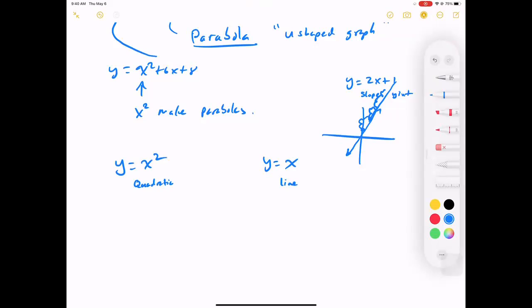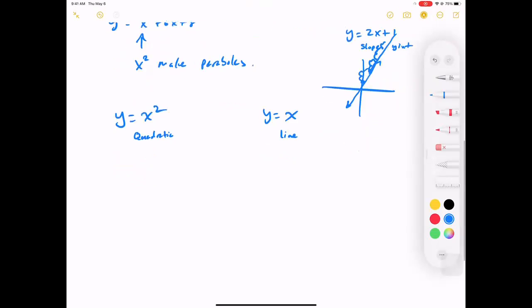Whenever you see x squared as my highest exponent, that's my lead guy, x squared, you're going to end up with a parabola. If you see just x by itself, that's your biggest exponent, just 1x, well, that's going to be the shape of a line. So automatically I can tell you this is going to be a U shape, and this is going to be a line shape.